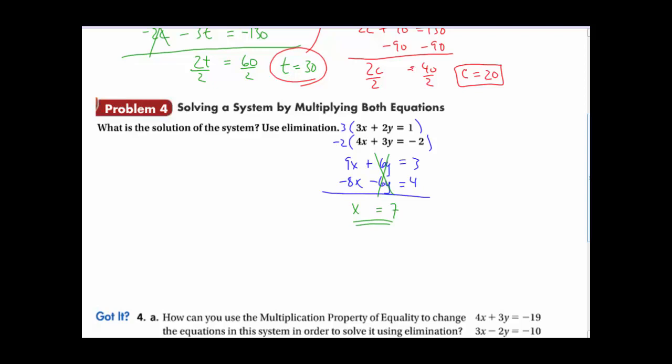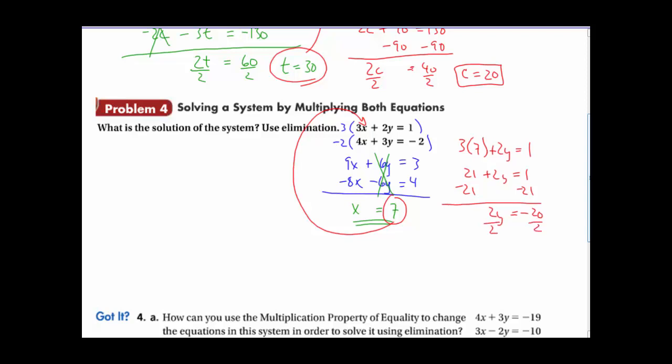Now we're going to take that 7 and input it into one of the original equations. Let's again use the top equation. So we go 3 times the 7 plus 2y equals 1. So we get 21 plus 2y equals 1. Subtract 21: 2y is equal to negative 20. Divide by 2, and y is equal to negative 10.